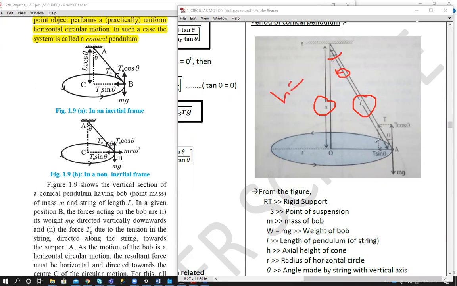Because a right angle triangle is forming here, in which the hypotenuse is L, the height is h, and the base is r, the radius of the circle being formed. So this right angle triangle with side h, base r, and this hypotenuse is nothing but your L, the length of string.